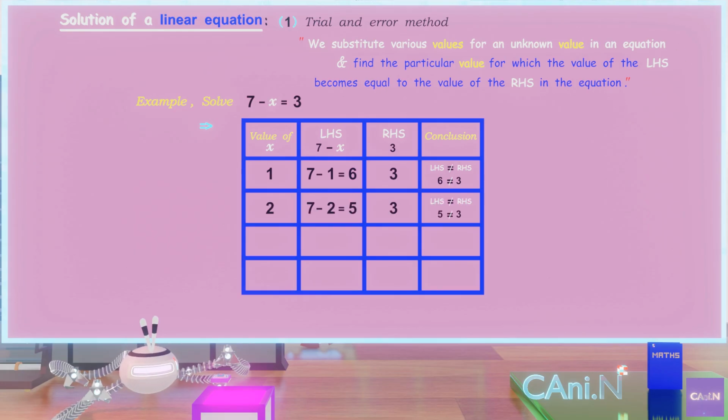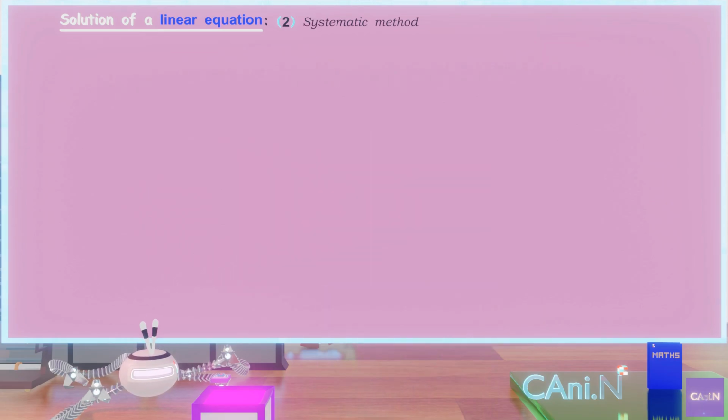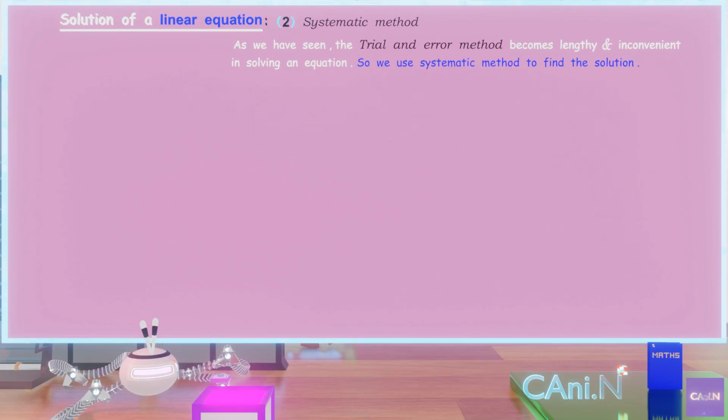We execute the same process sequentially, substituting for the value of x. Now, for the value of x equals 4, LHS equals RHS. Therefore, x equals 4 is the solution of the equation. Systematic method. As we have seen, the trial and error method becomes lengthy and inconvenient in solving an equation. So we use the systematic method to find the solution.